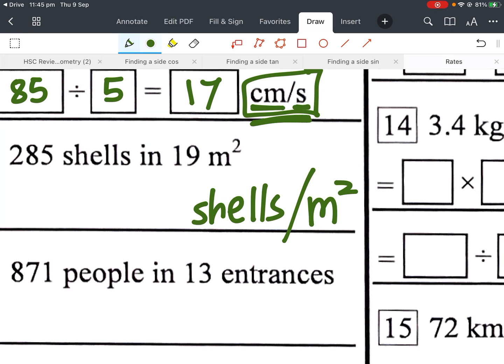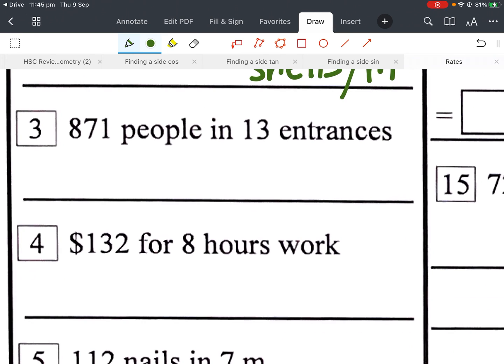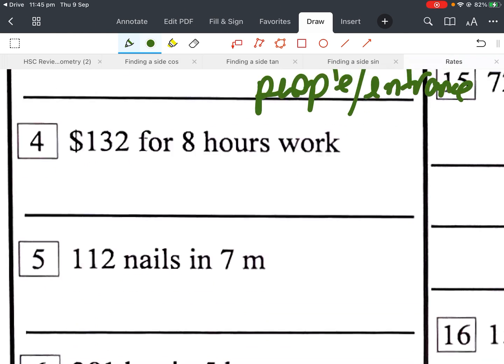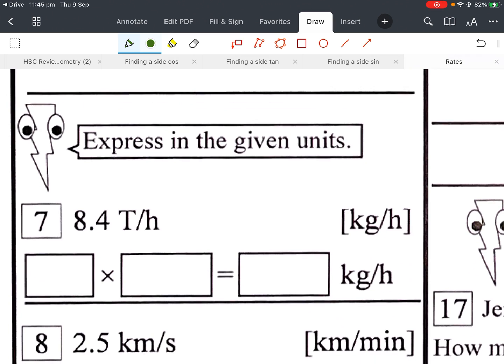So you always write whatever the two sets of units are, and in the order that they're written in the question. So this one will be so many people per entrance, because remember it's just 1. All right, and to work it out, you're going to go 871 divided by 13. So I'll leave you with those ones because I think you can do most of those.